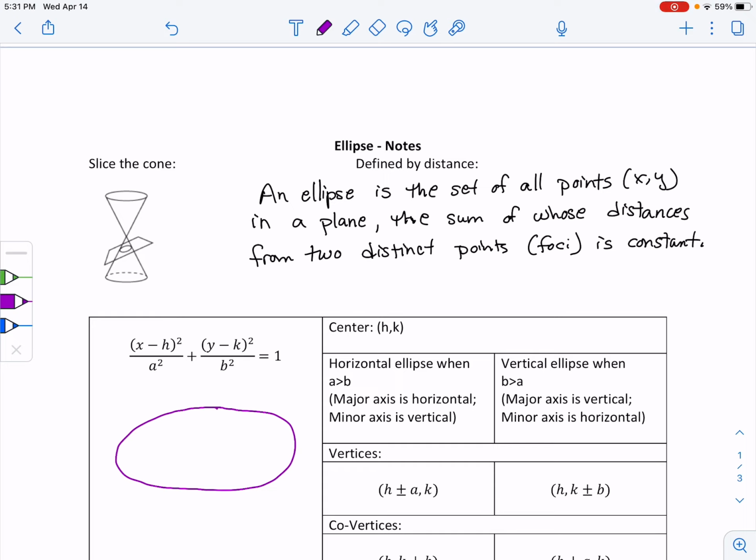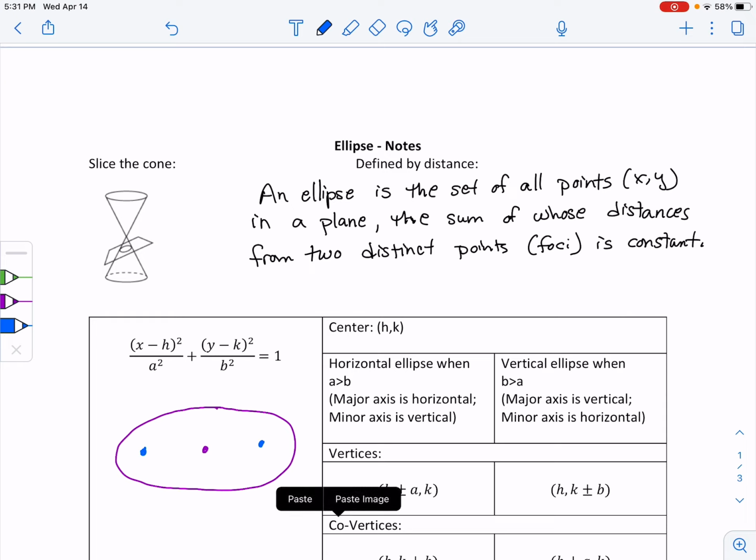Okay. And an ellipse is the set of all points x, y in a plane that the sum of whose distances from the 2 points, the foci, is constant. All right, so there's a center here. And then there's 2 points called the foci. They're on the long axis. The major axis is always the longest one. So this one's a horizontal major axis because it's longer in the horizontal direction than the other one.